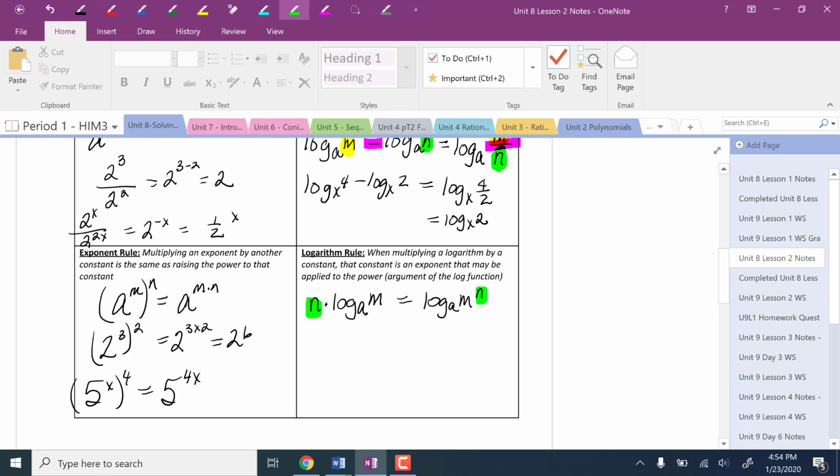So I can have something, and it can go both ways. I can have 2 log base 5 of x and rewrite that as log base 5 of x squared. This is going to be my exponent. Or if it's more convenient, I could have log base x of a to the 7th. That could be rewritten as 7 log base x of a. So I can go up or come down.